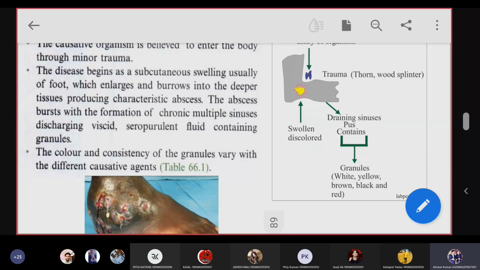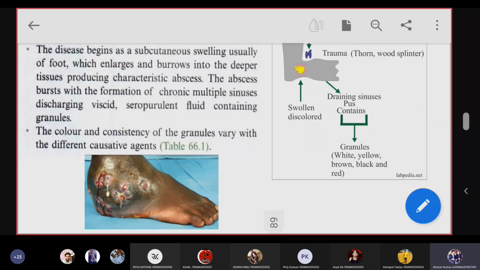So this is the pathogenesis. Very simple. You will get swelling, then you will get enlargement. Then from this enlargement, the fungus will go deep into the skin. It will form an abscess. From this abscess, you will see multiple sinuses. Multiple sinuses means multiple holes. From these holes, it will start discharging viscid seropurulent pus. In this pus you will see granules. You will see black colored granules or yellow or pink colored granules. Depending upon the color of the granules, we are able to identify what type of fungus it is. So this is the pathogenesis of mycetoma.